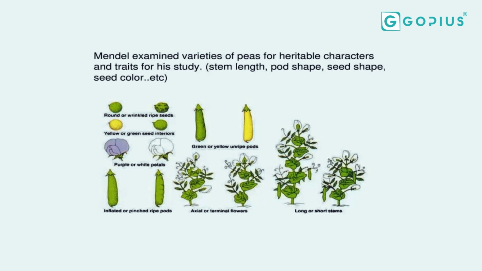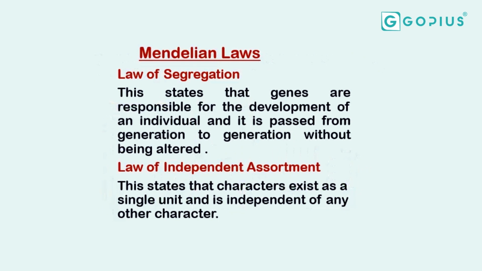Another significant point is that they are annual plants. He can get his results within a limited time. That's why he worked on these plants. They are annual plants. All right. We are also going to look at other types of laws that this man created. The Mendelian laws. They are of two types.